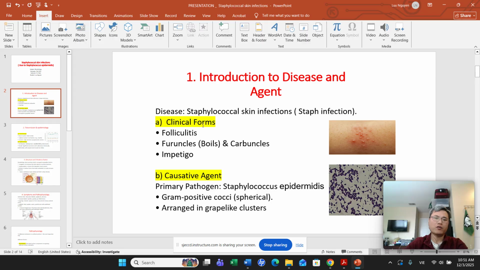There are three clinical forms: folliculitis, furuncle, carbuncle, and impetigo. About the agents, the primary pathogen is Staphylococcus epidermidis. They are gram-positive cocci and they arrange in grape-like clusters. We can see here there are lots of purple cocci and they arrange in grape-like clusters.